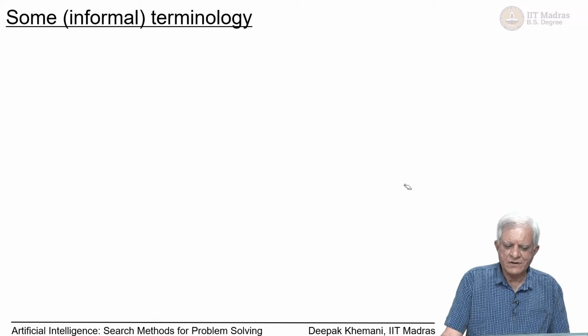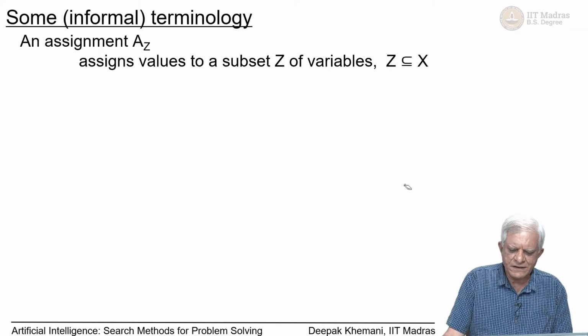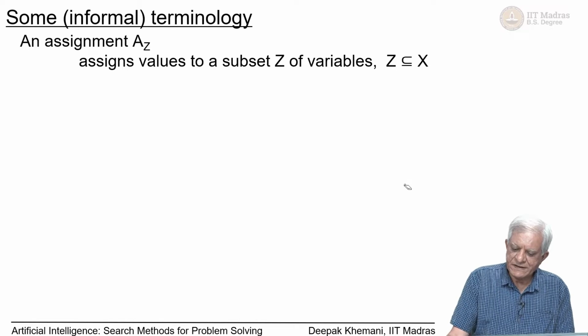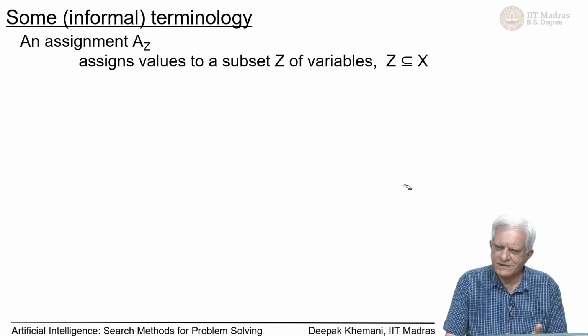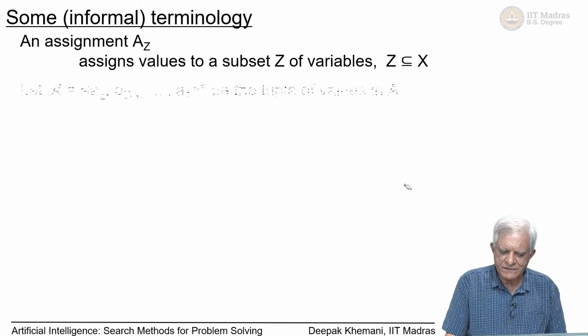So, here is some terminology that is often used in constraint satisfaction. We will discuss it a little bit informally, but hopefully one will get an idea. We will use A for assignment, and we say that an assignment A_Z assigns values to a subset Z of the variables. So, the set of variables is X, a subset of that is Z, and if you give values to those variables, then we have an assignment essentially. So, an assignment is a tuple of values which will stand for values of the subset of variables that we have selected.